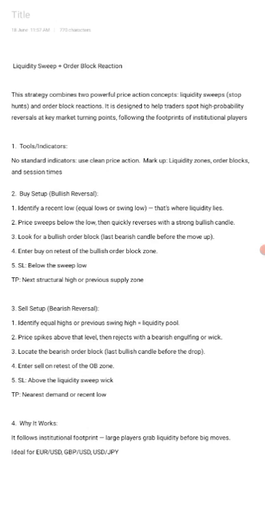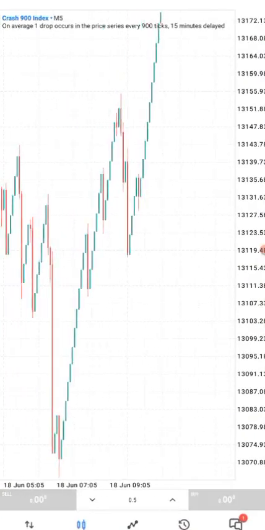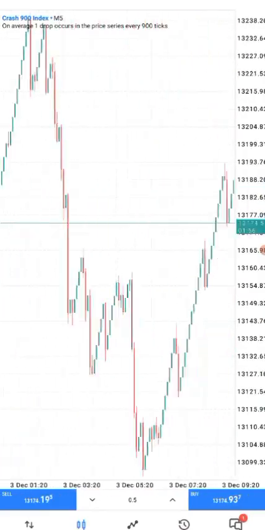Once you identify it, the next thing you're going to do is identify the order block reactions. You need to identify the order block reaction. It is designed to help traders spot high probability reversals at key market turning points, following the footprint of market makers and institutions. Let me explain this for us to understand. The order block is a key area of reversal.